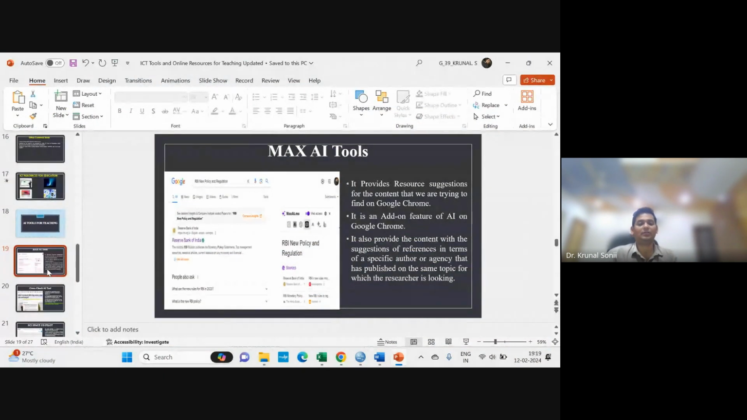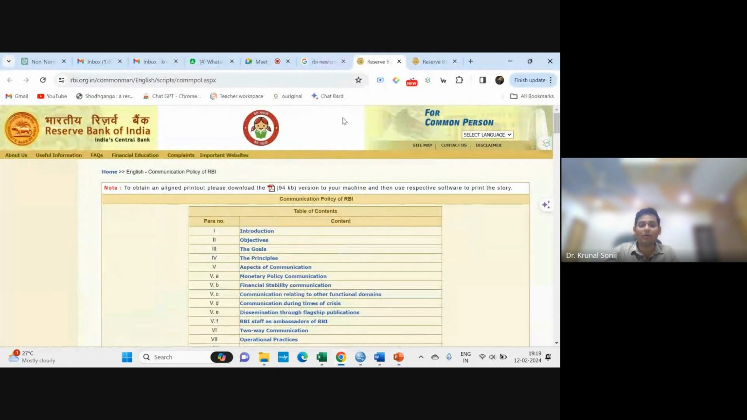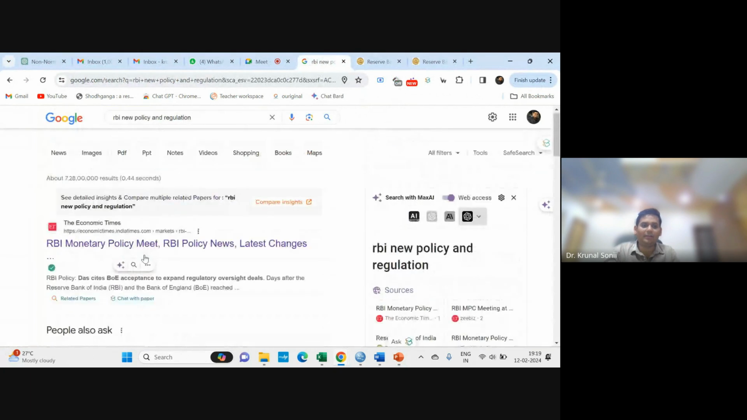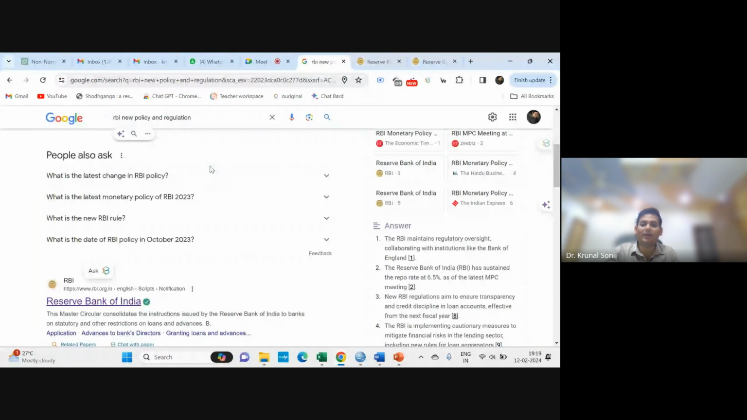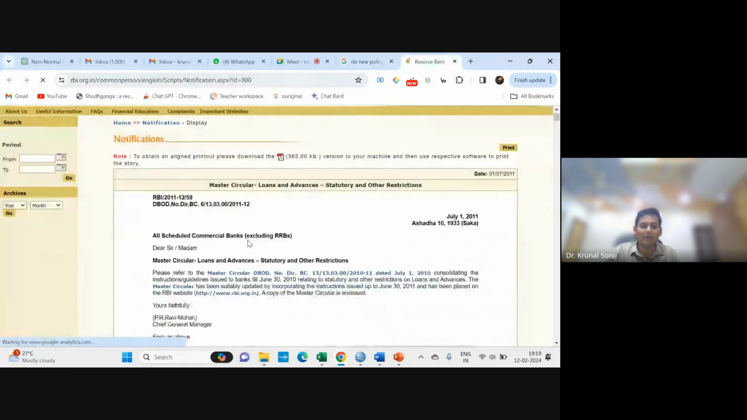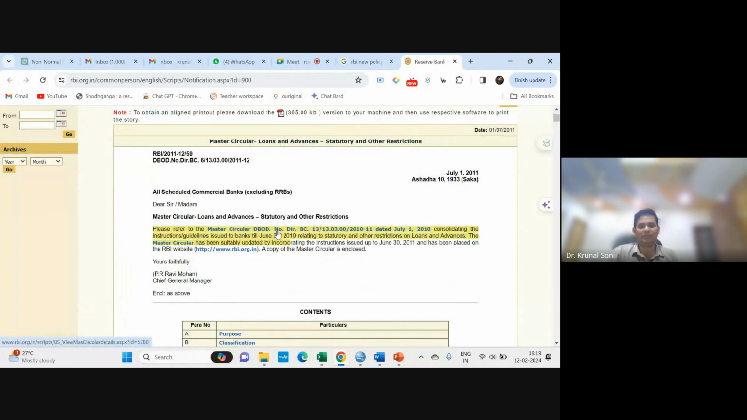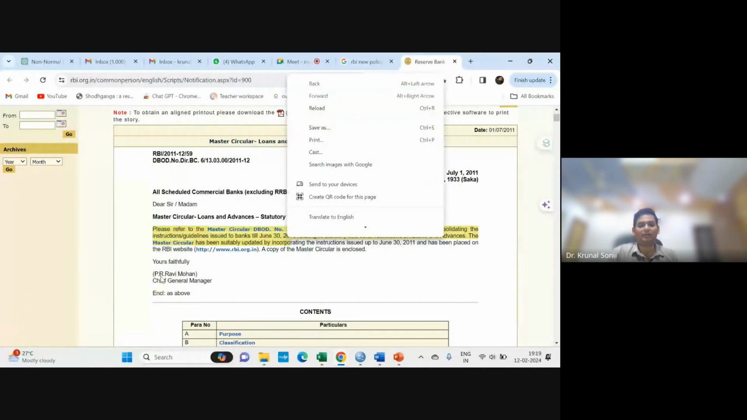Then after that we have the cross check AI tool. So what is the cross check AI tool? Anything content which I am finding, if I want to click on it and search more advanced content on this particular topic, I can go for cross check. Right. So let's suppose I'm going with this RBI policy, Reserve Bank of India article. Right. So let's see what is going to happen. So this is the Reserve Bank of India article. Right. Let's suppose I want to click over here.